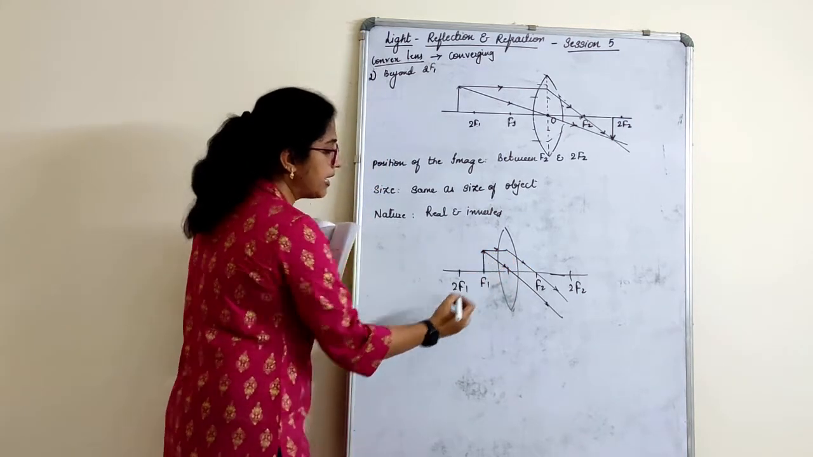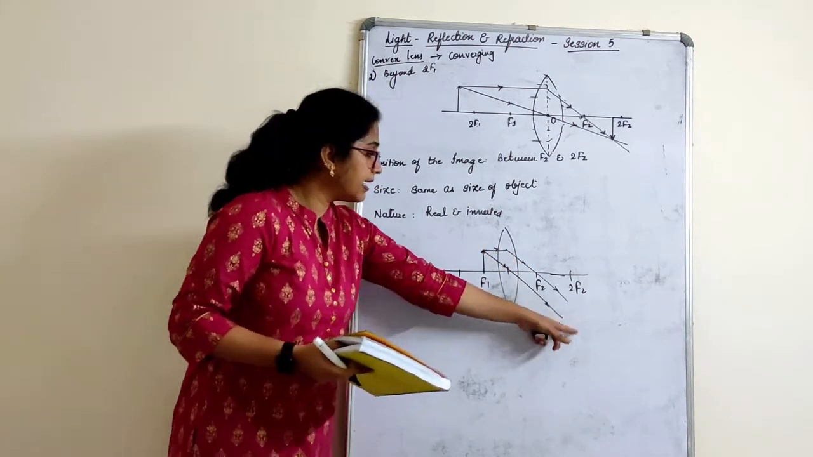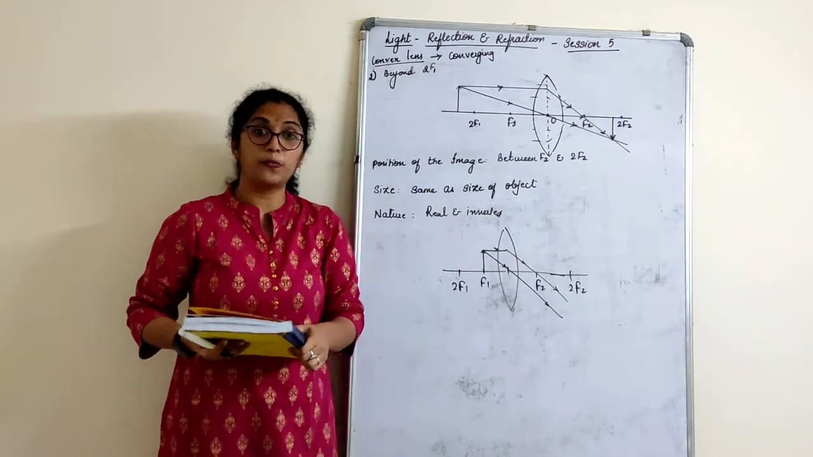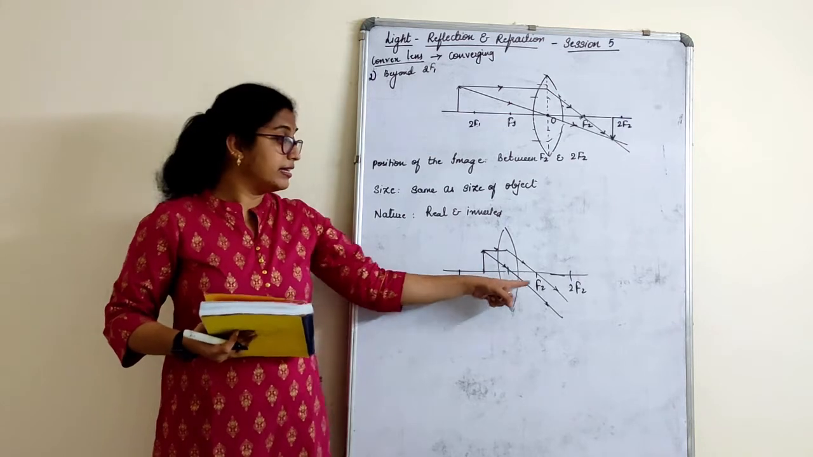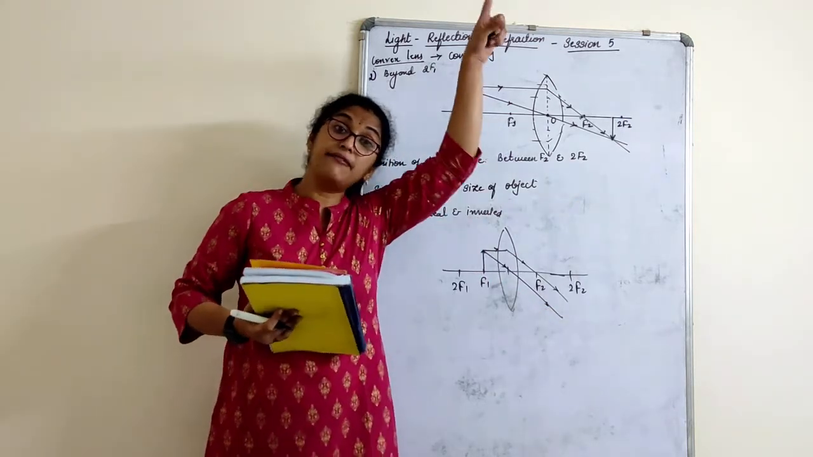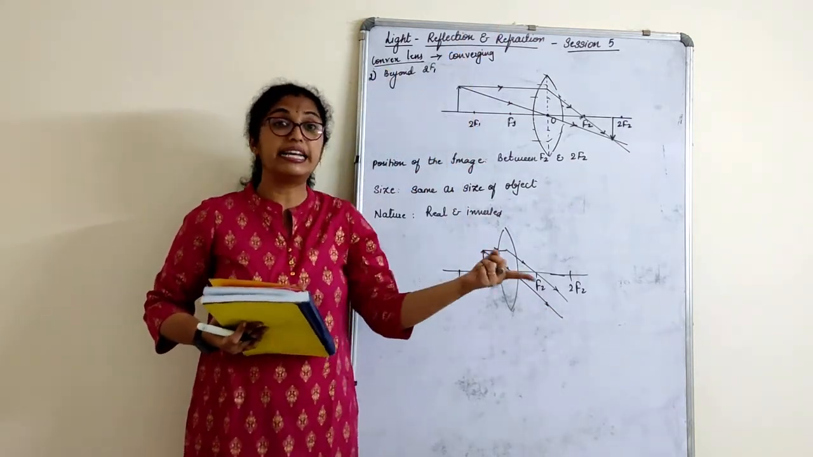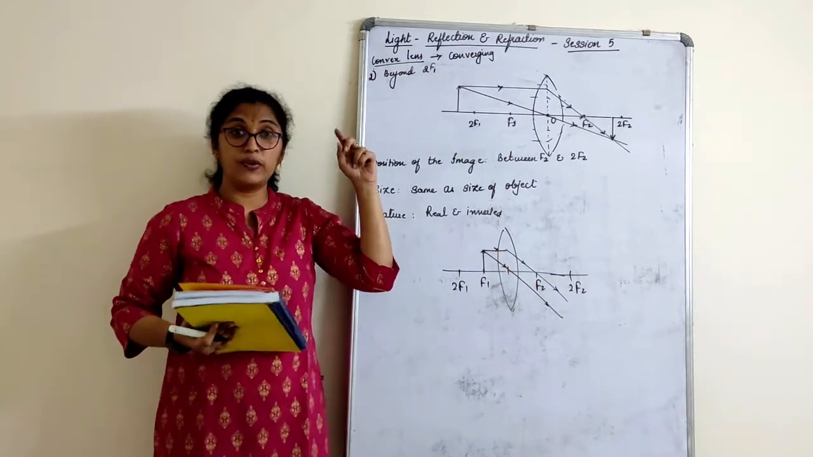Yeah, they are moving parallel, right? They are not meeting, neither here nor if you extend here. Then what is the conclusion, children? When the object is kept at F1, image is formed where? Somewhere. But where? At infinity. That is what we did for the first one now.